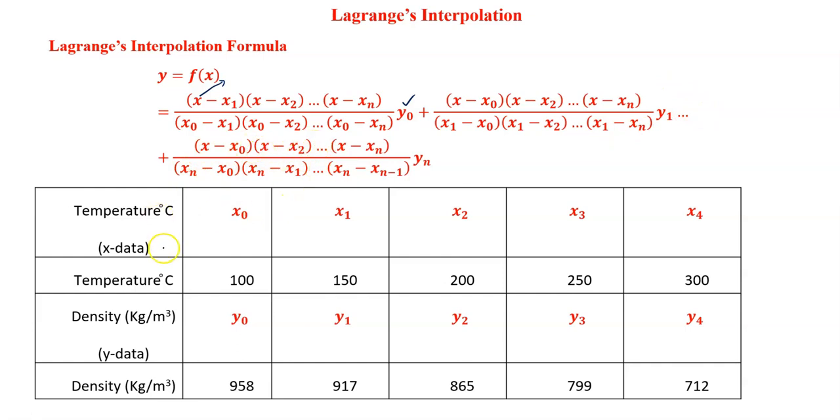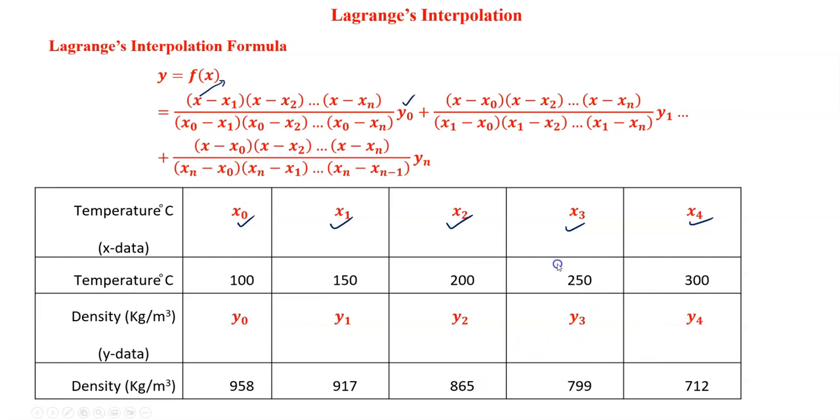Now here is the temperature data. We start from x0, x1, x2, x3 and x4. So x0 is 100, x1 is 150, x2 is 200, x3 is 250, x4 is 300. The corresponding y0 value is 958, y1 is 917, y2 is 865, y3 is 799 and y4 is 712.